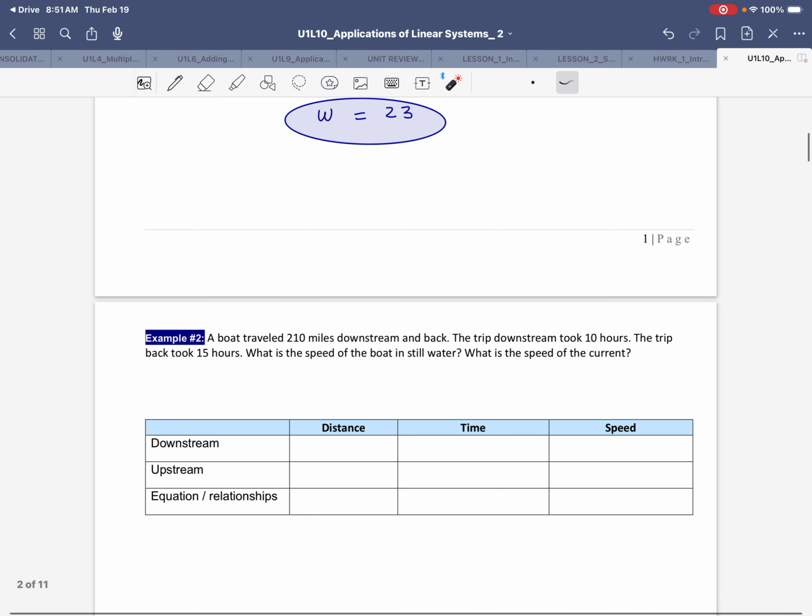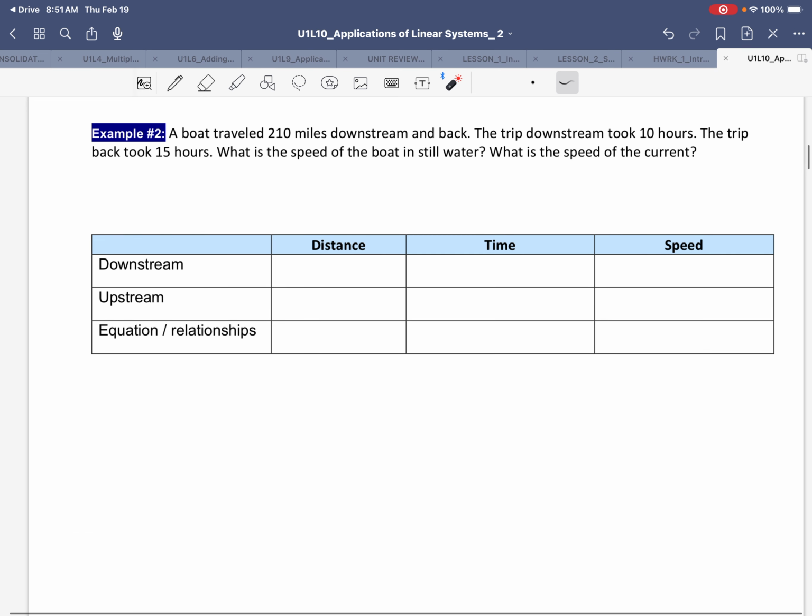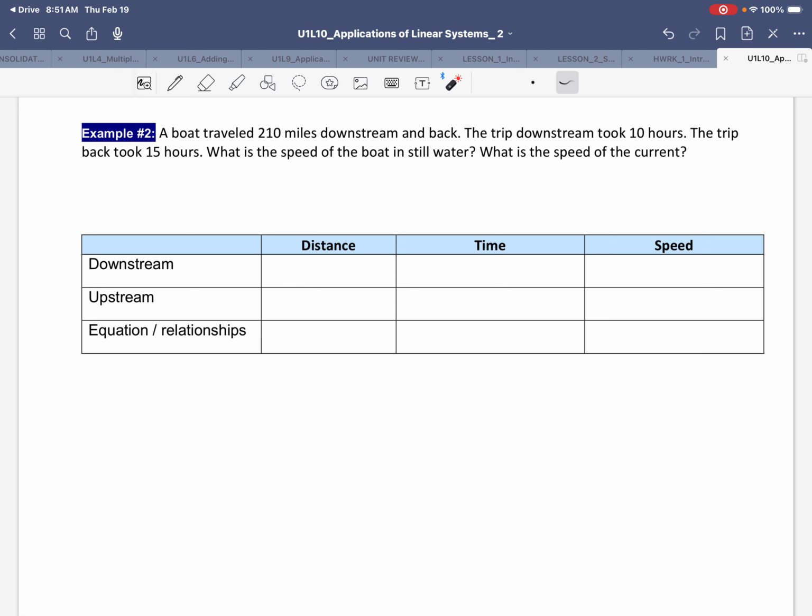In the next example, we're going to work on another distance, time, speed problem. And as always, I'm going to write the formula that connects all of them. So we say that this is the easiest one to remember. The speed equals distance divided by time. So kilometers an hour, that's how I remember.